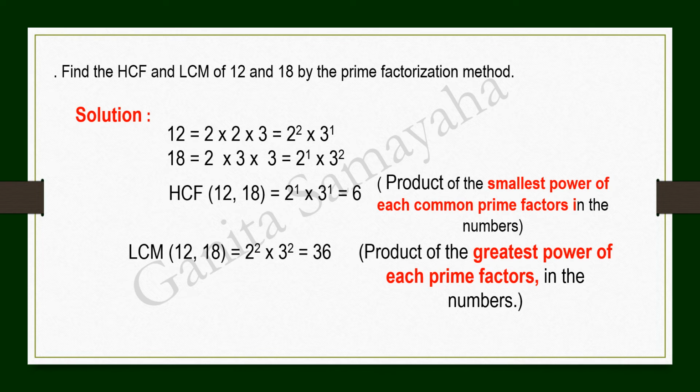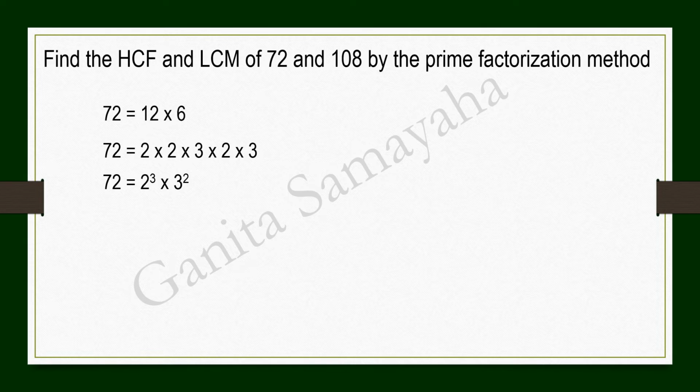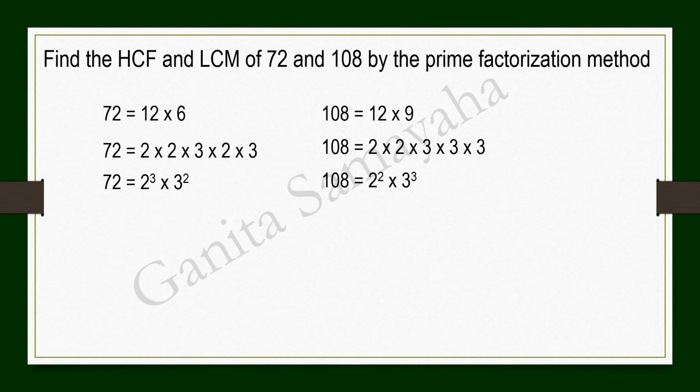Let us try to find HCF and LCM of a few more sets of numbers. Okay. 72 and 108. 72 can be written as 12 into 6. That can be further factorized, and we can write it as 2 to the power 3 into 3 to the power 2. Also, if you consider 108, it can be written as 12 into 9. On further factorization, it can be expressed as 2 to the power 2 into 3 to the power 3. Okay. For HCF, what should we do? We should take the least power of the common factors. So 2 to the power 3 and 2 to the power 2, which is least? 2 to the power 2.